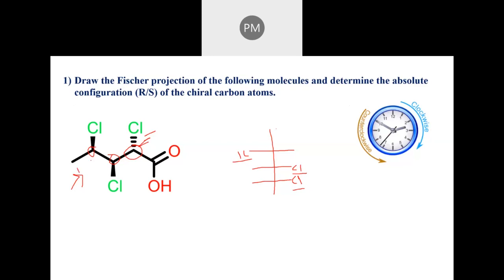Now we have to give the numbering. This will be 1, 2, 3, 4, and this one is our fifth carbon. So in that, what is placed on the first carbon? These are methyl, and after one Cl there will be one hydrogen placed here.